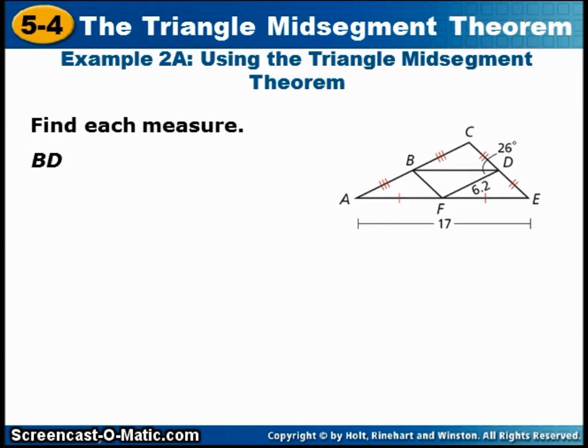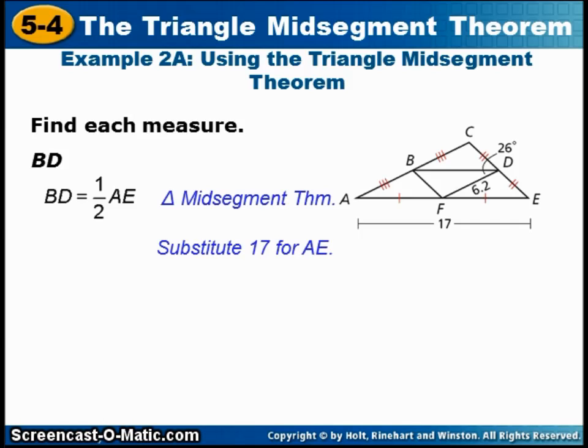Right, so now we're going to use that. We need to find the distance from B to D. Looking at the diagram, we notice that F, B, and D are all midpoints. So that means BD is a midsegment. By the midsegment theorem, BD is half the distance from A to E. And since AE is 17, half of 17 comes out to be 8.5.